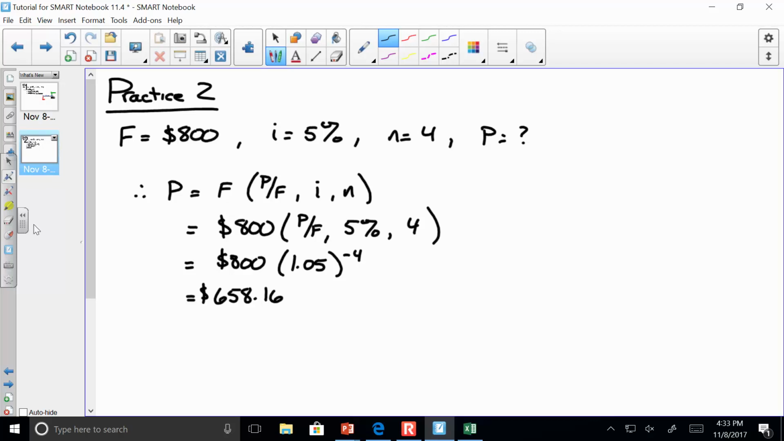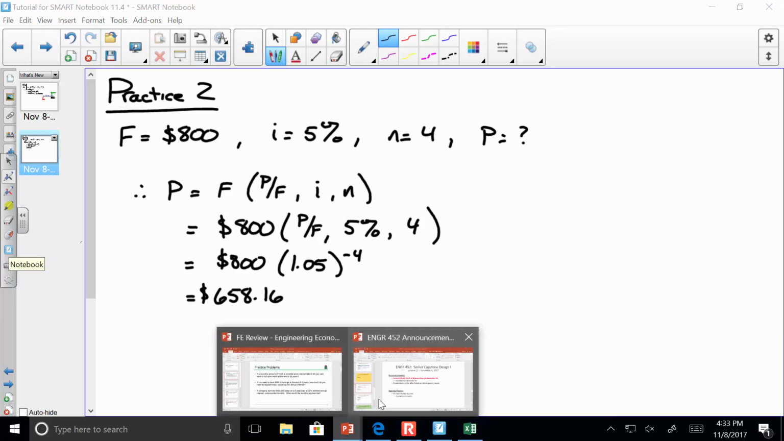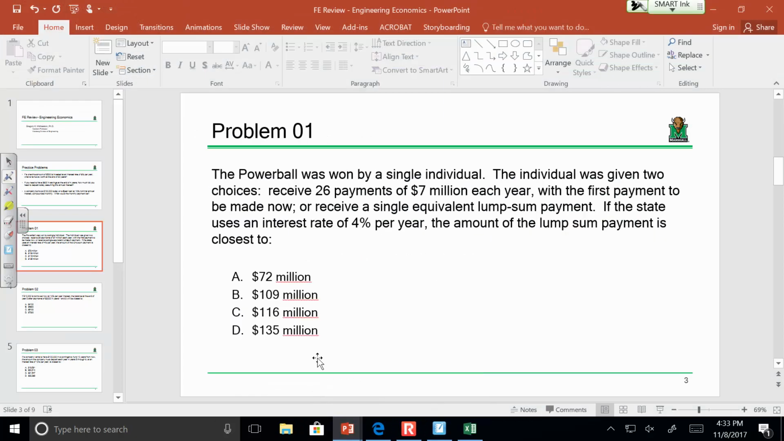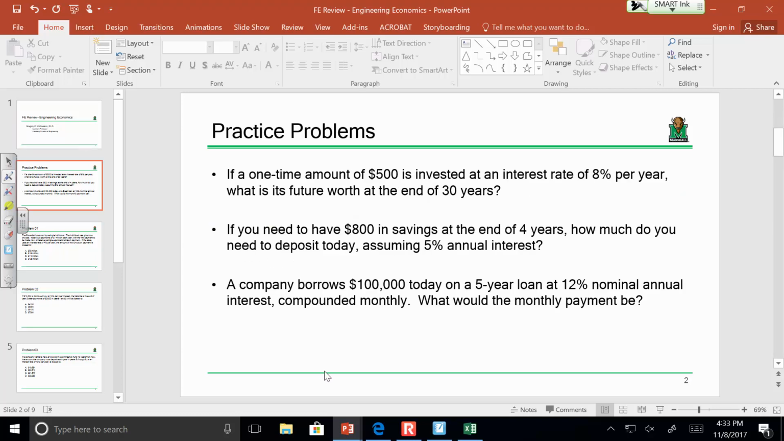When you look at some of these questions, you'll see the amount of the lump sum payment is closest to, and there's a good bit of scatter. So do you care about 33 cents versus 35 cents on this problem? No. So do whatever it takes to get the problem done fast. You see what I mean? Make sense?